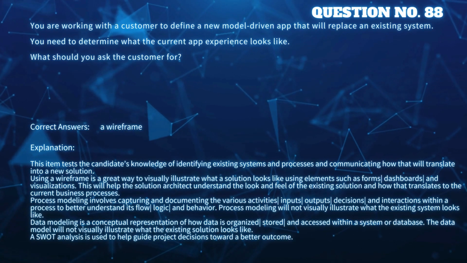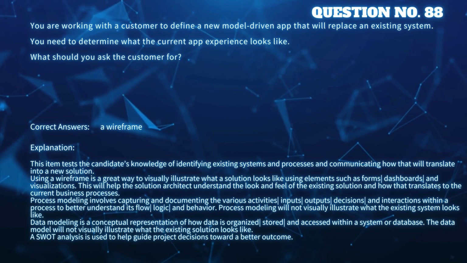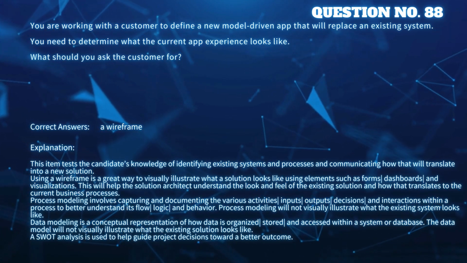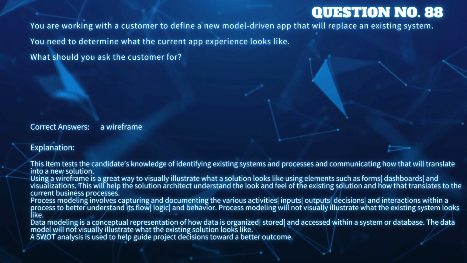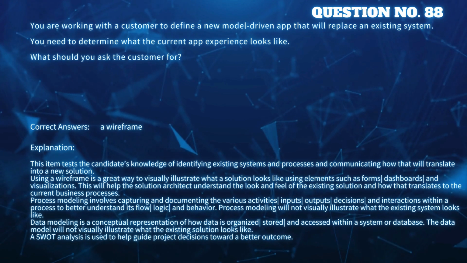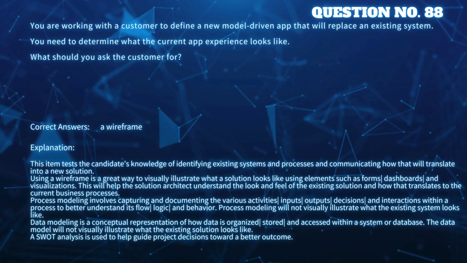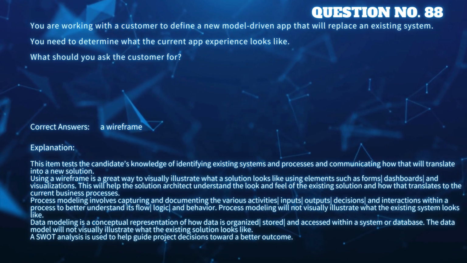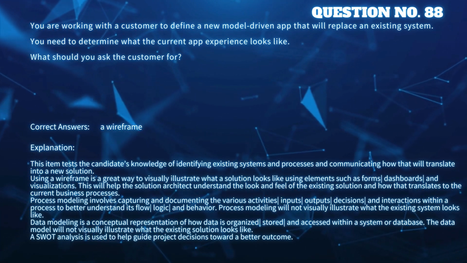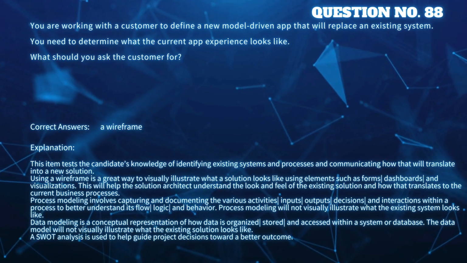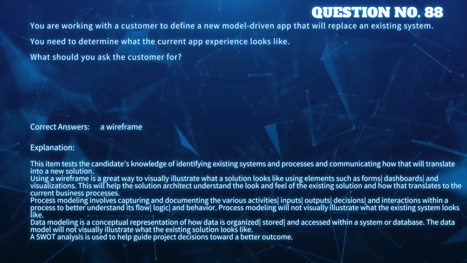Correct answers: a wireframe. Explanation: this item tests the candidate's knowledge of identifying existing systems and processes and communicating how that will translate into a new solution. Using a wireframe is a great way to visually illustrate what a solution looks like using elements such as forms, dashboards, and visualizations. This will help the solution architect understand the look and feel of the existing solution and how that translates to the current business processes.